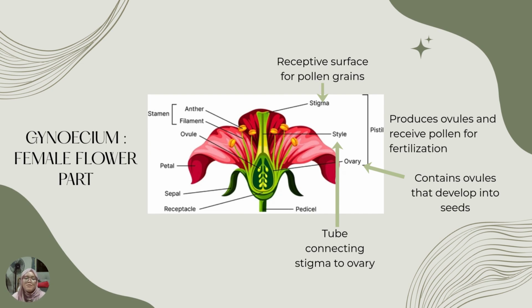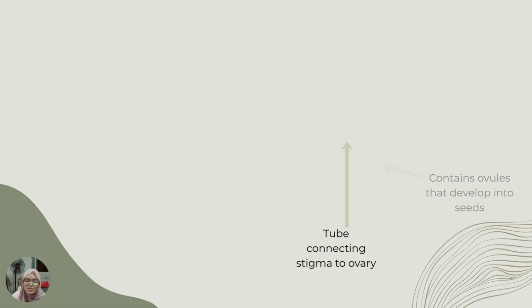Gynoecium is the female flower part. Pistil produces ovules and receives pollen for fertilization. Pistil also consists of stigma, style, and ovary. Stigma: receptive surface for pollen grains. Style: tube connecting stigma to ovary. Ovary contains ovules that develop into seeds.